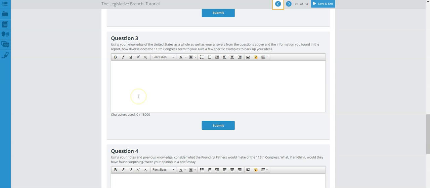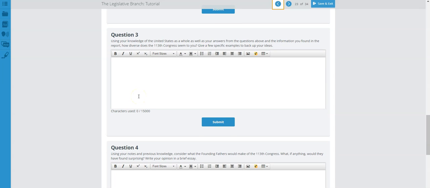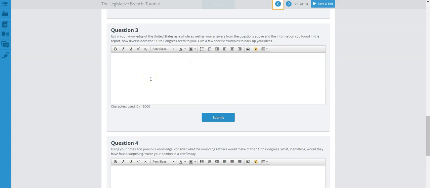Now, question 3 says, use your knowledge of the United States as a whole, as well as your answer from the questions above and information you found in the report. How diverse does the 113th Congress seem to you? Give a specific example to back up your idea. So if you say that it was extremely diverse based on the information that you have, how was it? Like how many African Americans, how many Latinos, how many females, how many white males and females? So you need to put up a good list right here to answer this question.